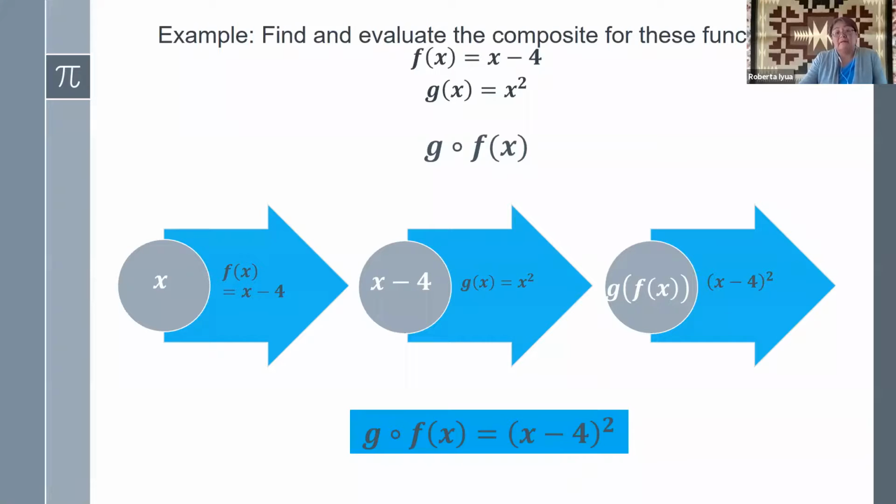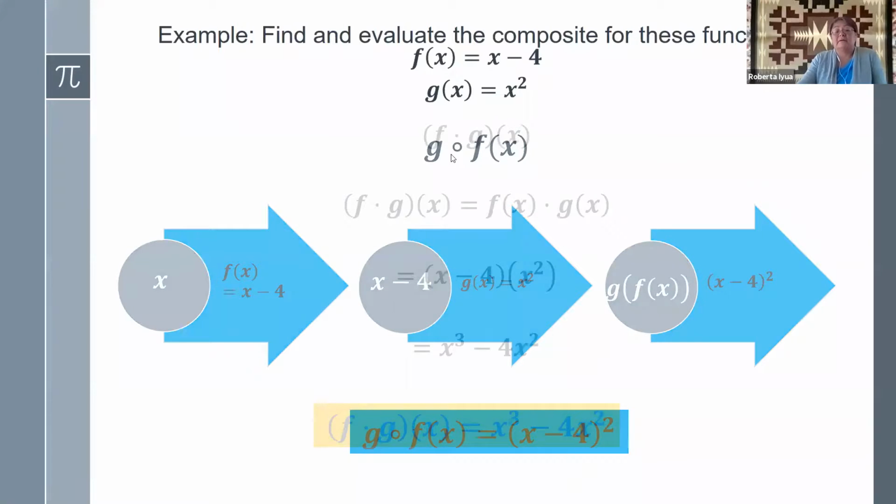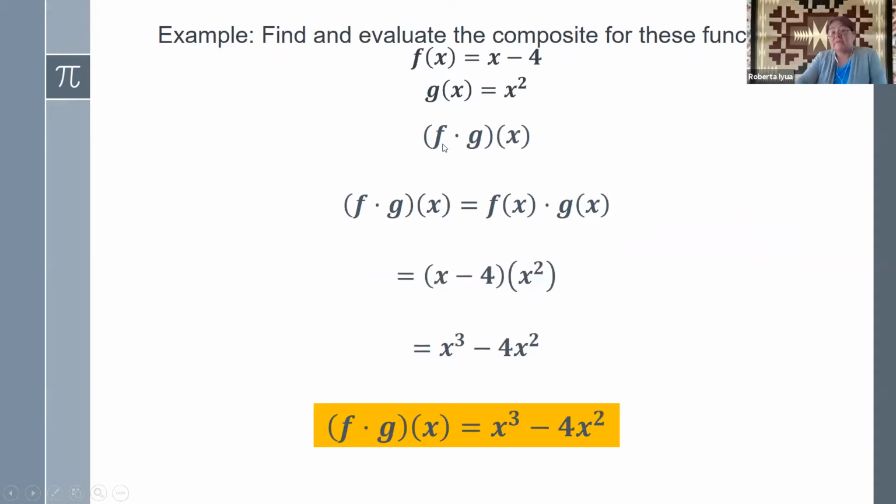And then the third is where we think it's saying f times g of x, where we're doing f of x times g of x. The answer is just multiplying the two equations into each other. We're not combining them like the other two. So that will be x cubed minus 4x squared.